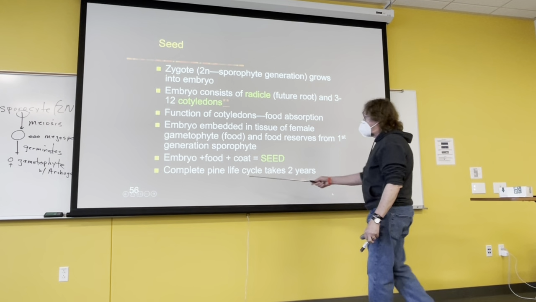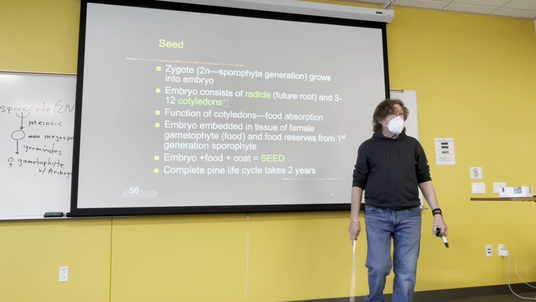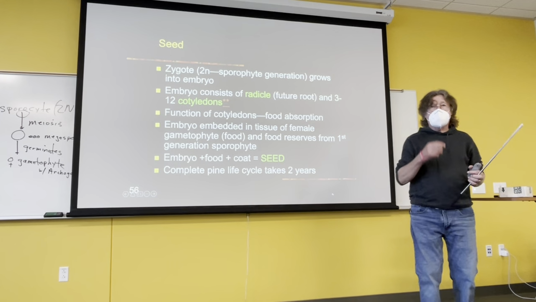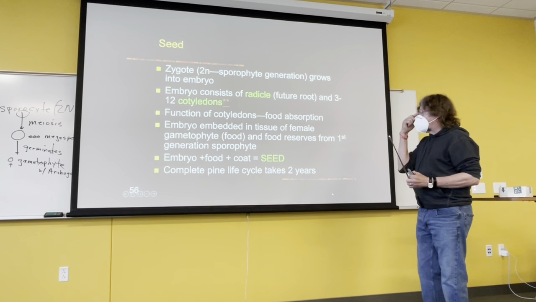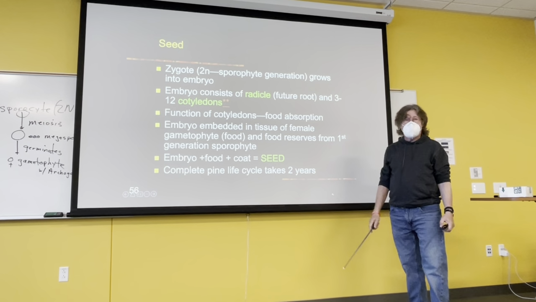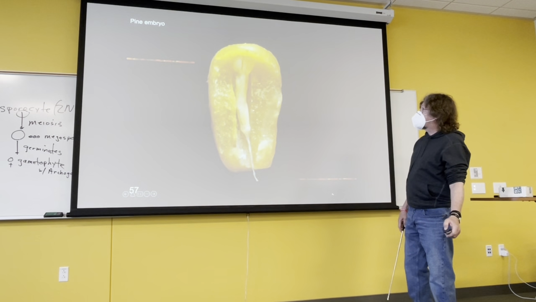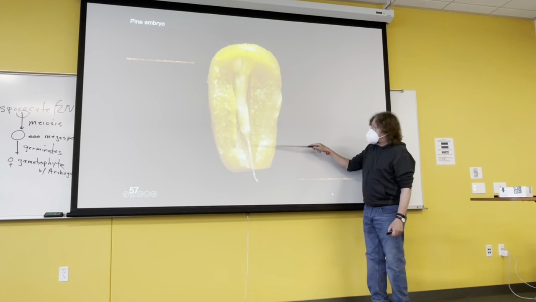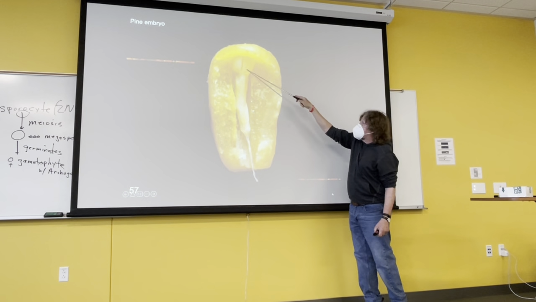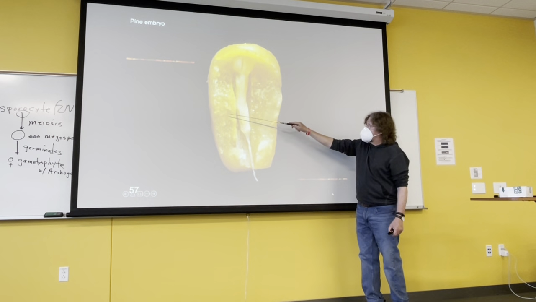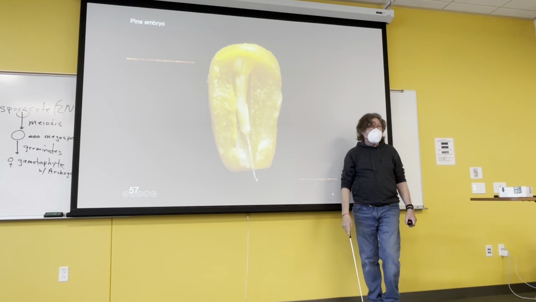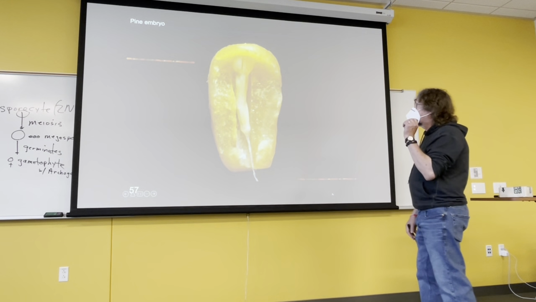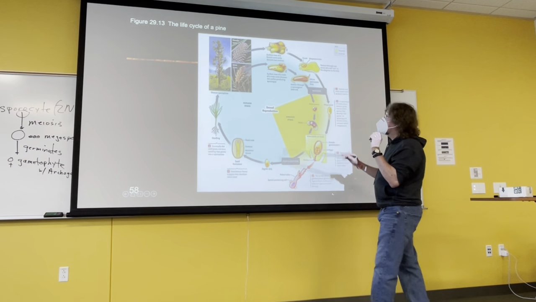Now for pines, this life cycle will take, depending on the species of pine, 2 or sometimes even 3 years. So it's a long life cycle. But these trees are also usually very long-lived as well. Okay, so here's a pine seed. If you cut it open, it's the radicle right here. That's the embryo. Those are the cotyledons. And this is the food reserves. It's necessary for the plant to get its start in life.